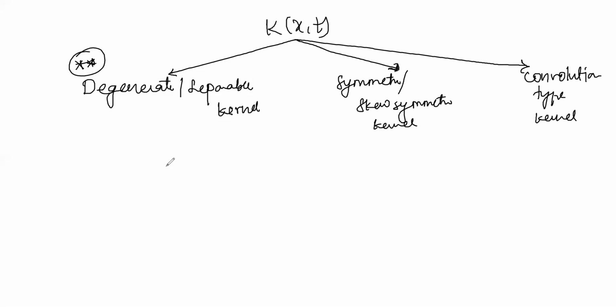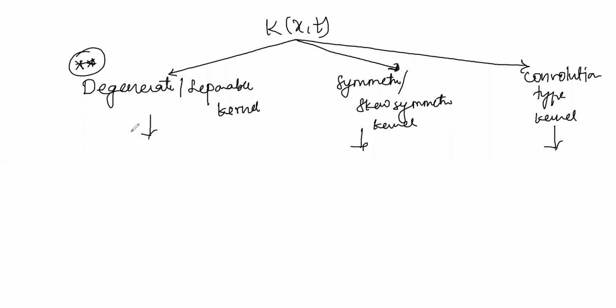Okay. Now, let's go. So degenerate or separable kernel. What is this degenerate or separable kernel? Though this word looks a little less familiar, we are familiar with the separable kind of thing. That means, now let me write down the explanation. It was necessary to close the window. So let's go for the degenerate kernel.